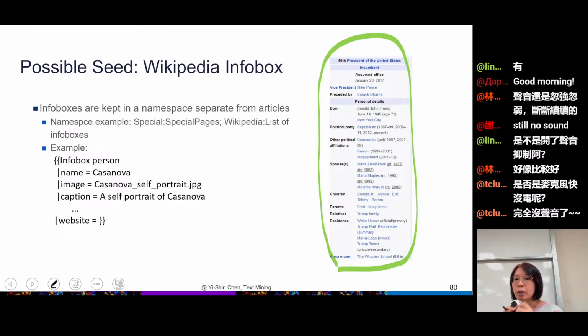Like this one is Donald Trump. So you will find Donald Trump right here, and then we can see Barack Obama. Then their relationship is called "preceded by," so you get that relationship. All the labels right here are the relationships, and all the entities behind them are the entities. So then you got the seed. Some people have already arranged that, and quite a lot of research has outcomes that provide you with many different relationships extracted from it.